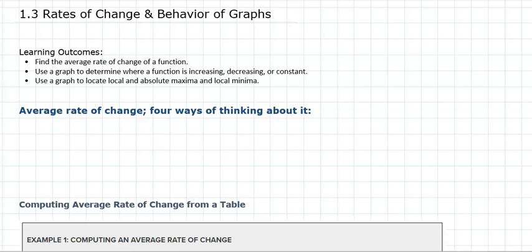We're going to use a graph to determine where a function is increasing, decreasing, or constant. Again, very important for calculus. And to use a graph to locate the local and absolute maxima and minima.